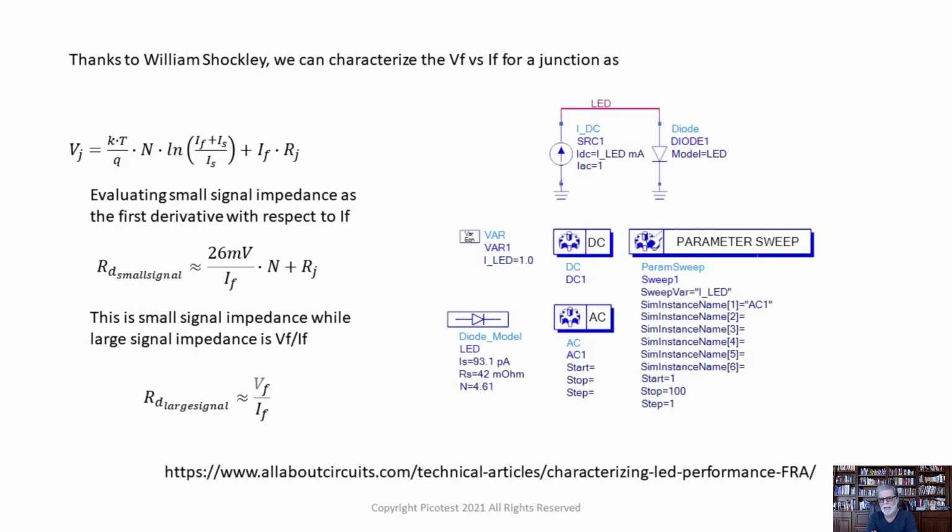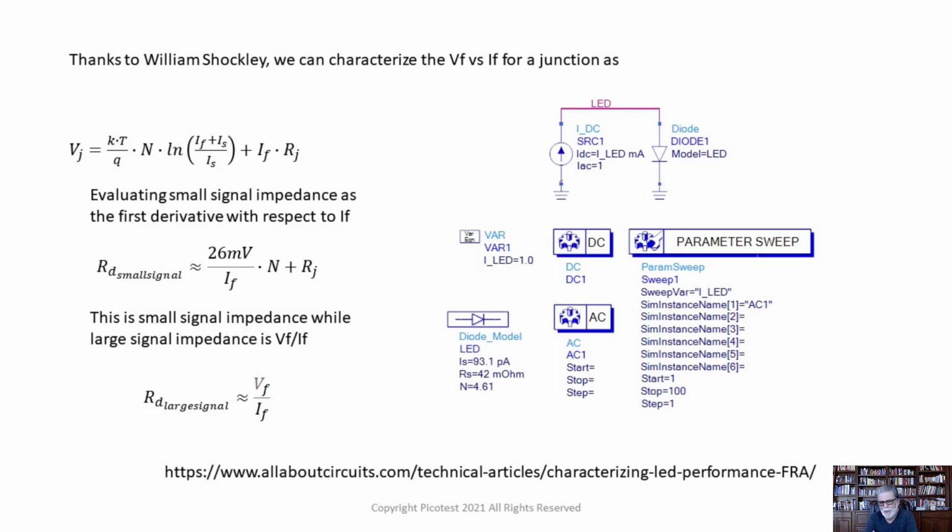So thanks to William Shockley, we can characterize the voltage versus current curve of the LED using Shockley's equation. And Shockley's equation is an exponential function that looks something like this junction voltage equation. You might remember this from your small signal theory, because if we evaluate the small signal junction impedance, which is the derivative of the voltage with respect to the forward current, we end up with 26 millivolts divided by the forward current, but also multiplied by the emission coefficient N, and we add the junction resistance.